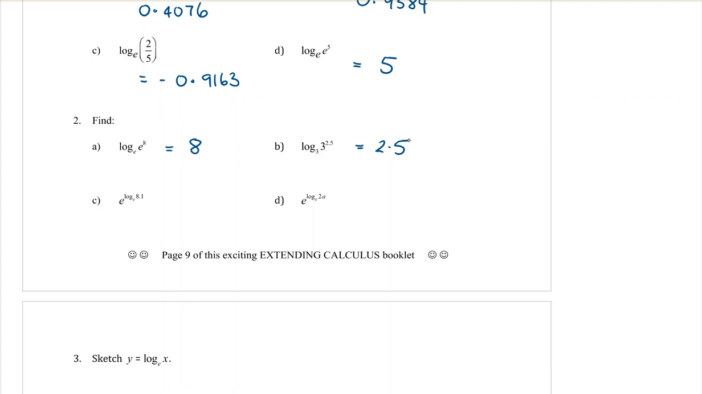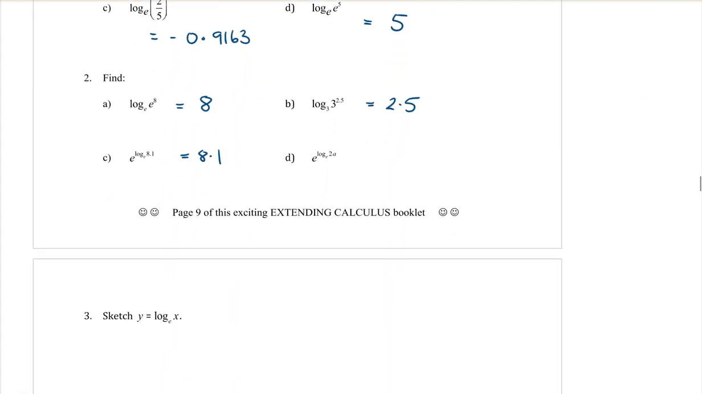Okay? e to the power of log base e of 8.1. Again, we have some cancelling here, right? The base e and the log base e cancel out, and the answer is 8.1. I thought I'd just take a chance here, even though we can obviously get the answer that quickly, just to demonstrate for this one, if you forget that rule, because sometimes I look at that one and I go, oh, I just had a little doubt for a second.